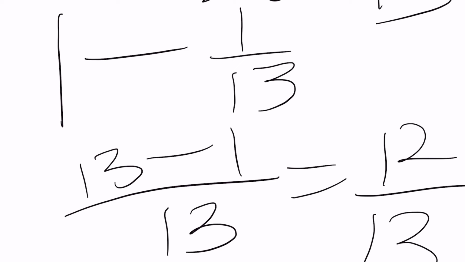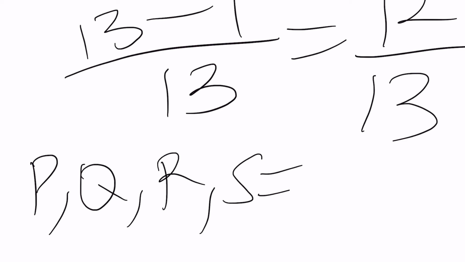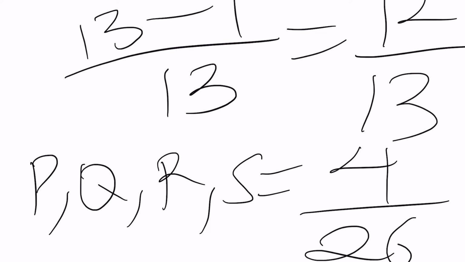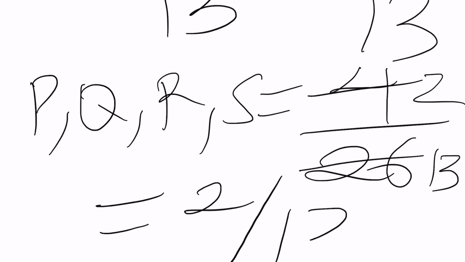So the probability of getting either P, Q, R or S will now be 4/26. Dividing by 2, we have 2/13. That's the probability of getting either P, Q, R, or S.